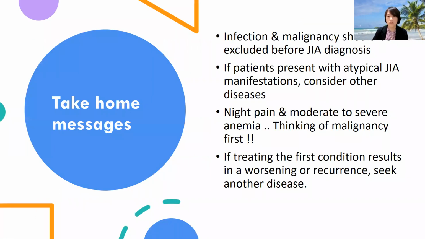So the take-home message of my talk today: infections and malignancy should be excluded before JIA diagnosis, as you see in our case. If patients present with atypical JIA manifestations, please consider other diseases. If the patient presents with night pain and moderate to severe anemia, think of malignancy first. And if you treat the patient for the first condition and it results in worsening or recurrence, please seek another disease.